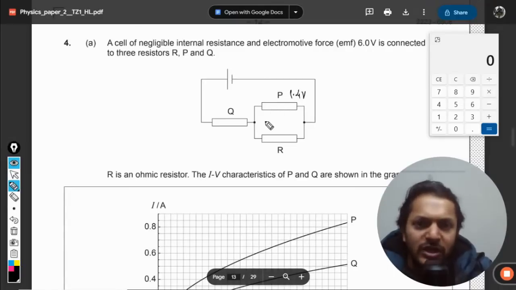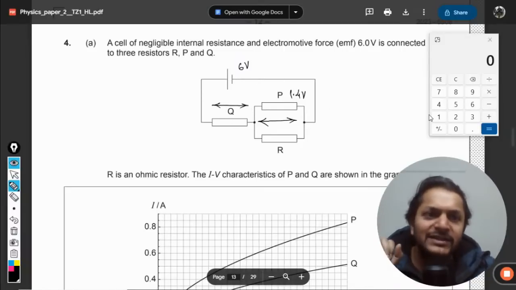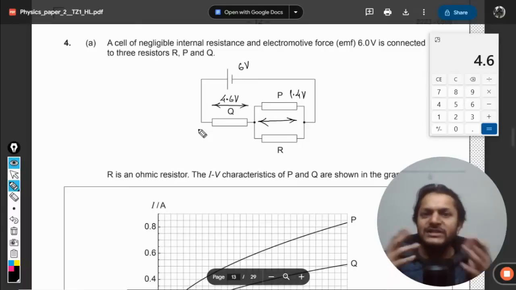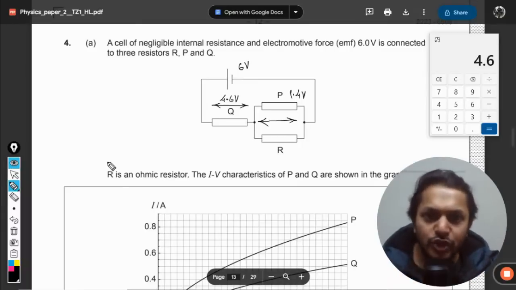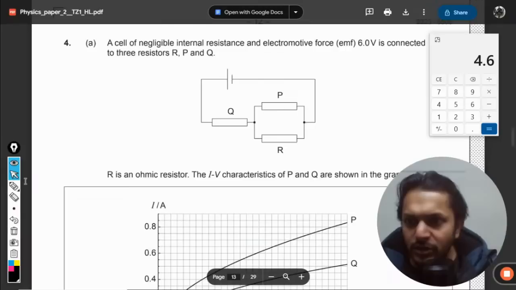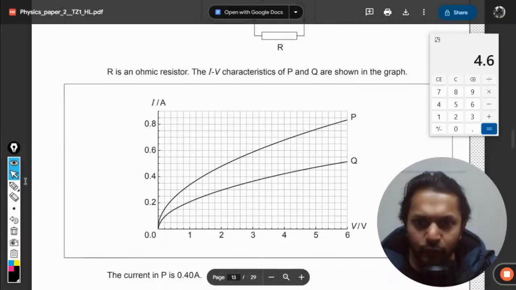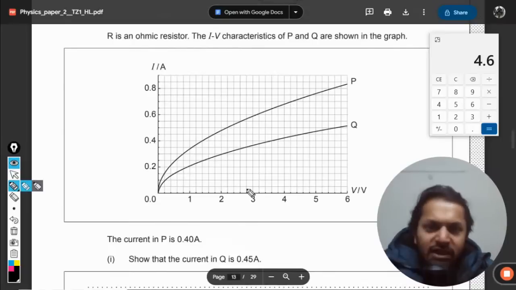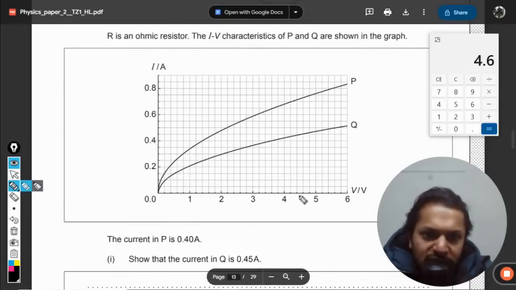So that will be across R also. So the potential difference here is 1.4. Total potential difference is 6. Clearly, Q would be having a potential difference of 6 minus 1.4. So 6 minus 1.4 is 4.6. So 4.6 volt is the potential difference across Q. So you want to find the current now. So the voltage is 4.6 now.